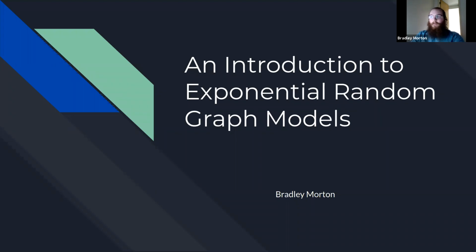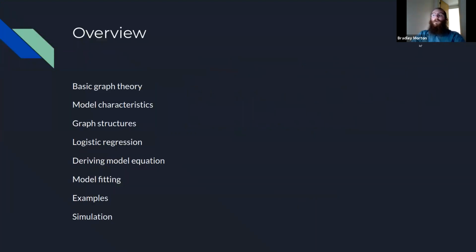I am giving my master's defense talk on an introduction to exponential random graph models. We'll start with an overview of the basic graph theory, and then we'll start talking about the characteristics of the model itself. Then we will move into certain graph structures that can be used. And then there'll be a brief primer on logistic regression.